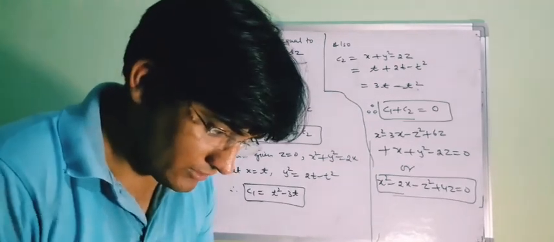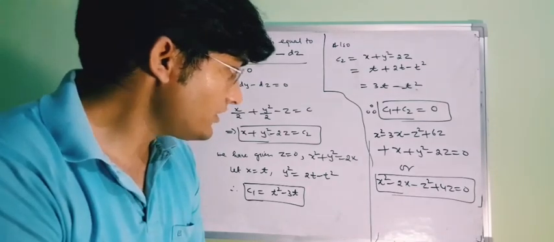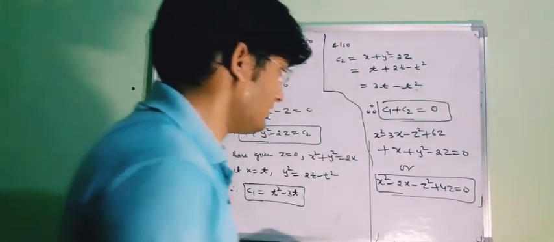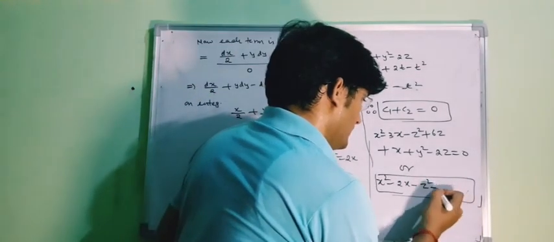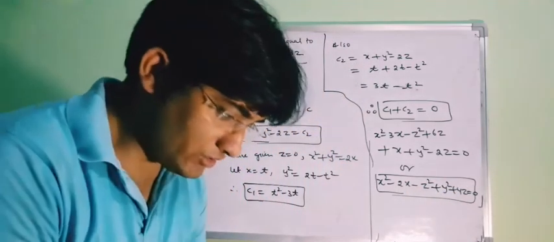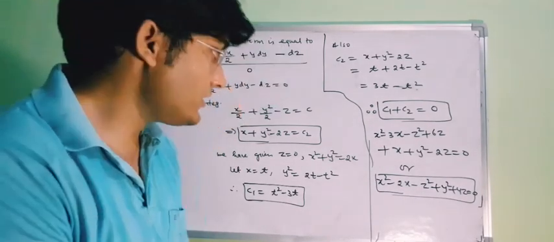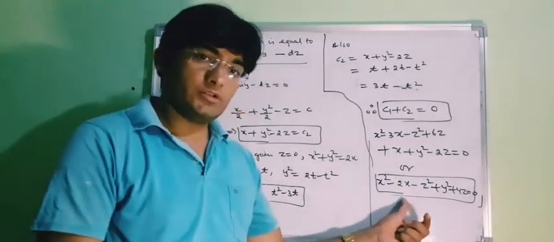Please let me confirm the solution. This is your x square and there is one y square. So we have the solution as x square plus y square minus z square minus 2x plus 4z equal to 0. So this is our solution.